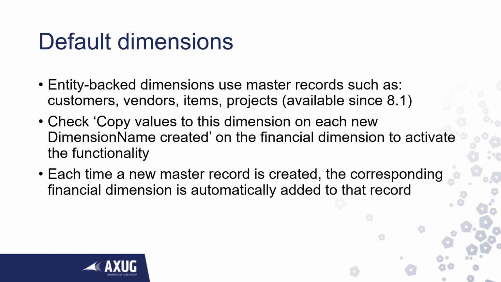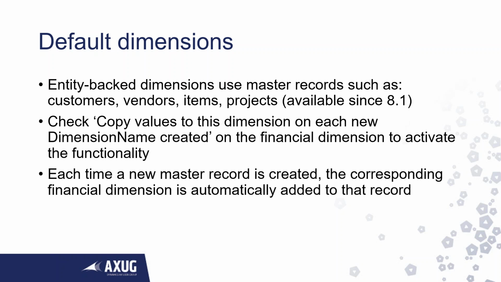Another part of default dimensions is the checking of the box, copying values to this dimension on each new "dimension name" created. So basically, each time a new master record is created, that corresponding financial dimension is automatically added to that record. So if you created a new customer and you had the customer dimension clicked active for this default dimension, then once you create that customer, you'll see a financial dimension of that customer on the record.